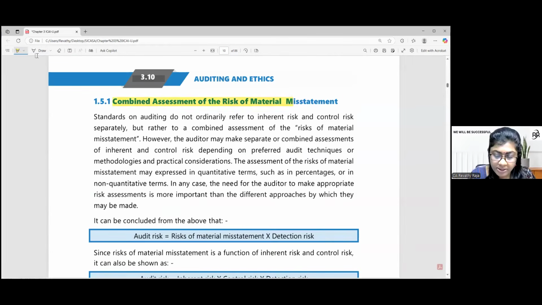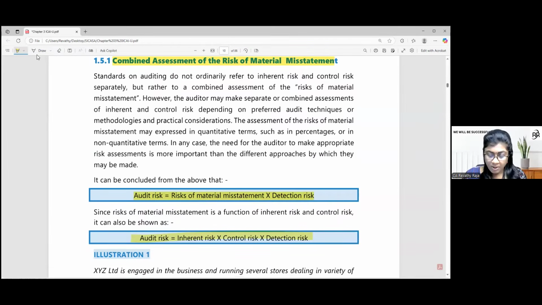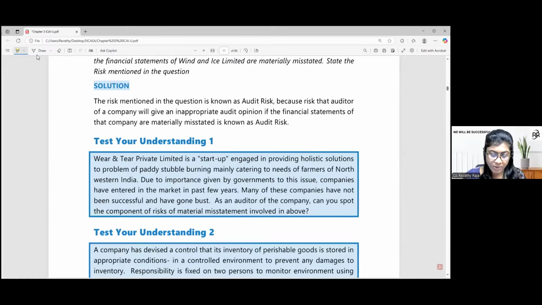So combined risk. This is the formula. You remember? Audit risk is equal to ROMM into DR. Then we split this. Okay. Then they have given an illustration.